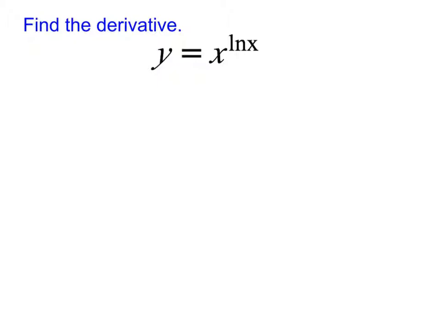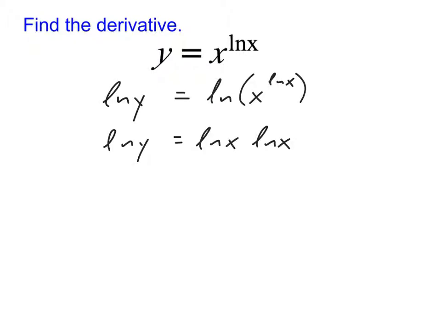Now in this case, will we need to use logarithmic differentiation? Yes, we will. We have the x both in the base and in the exponent. So yes, we will. Now, when we take the natural log of both sides and then we pull that exponent down, you'll notice we have natural log of x times natural log of x.